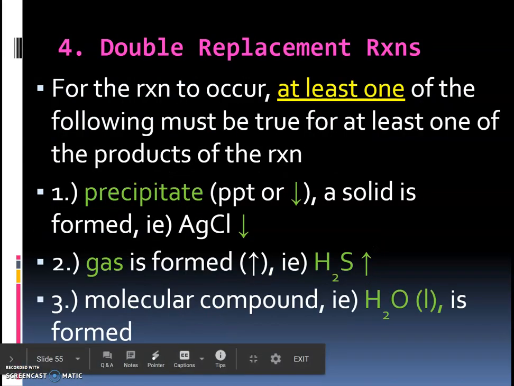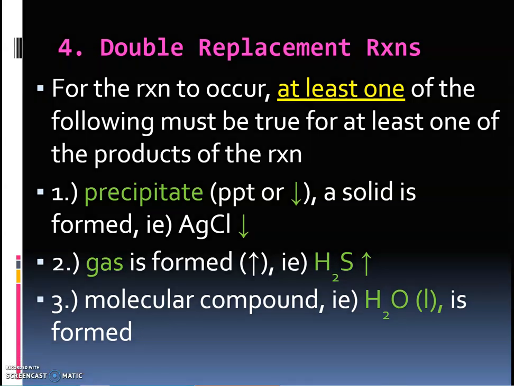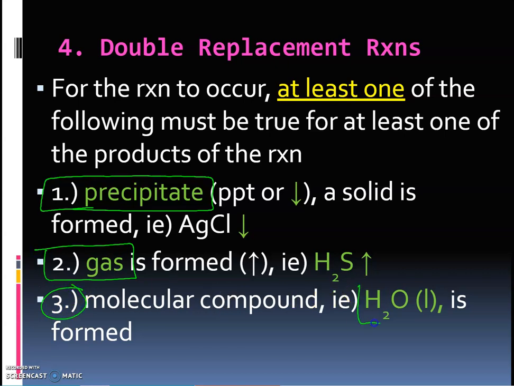Now, when you are doing a double replacement reaction, and it's going to be successful, you have to have one of three things happen. You have to either make a precipitate, you have to make a gas, or you have to make a molecular compound. Basically, you have to make water.